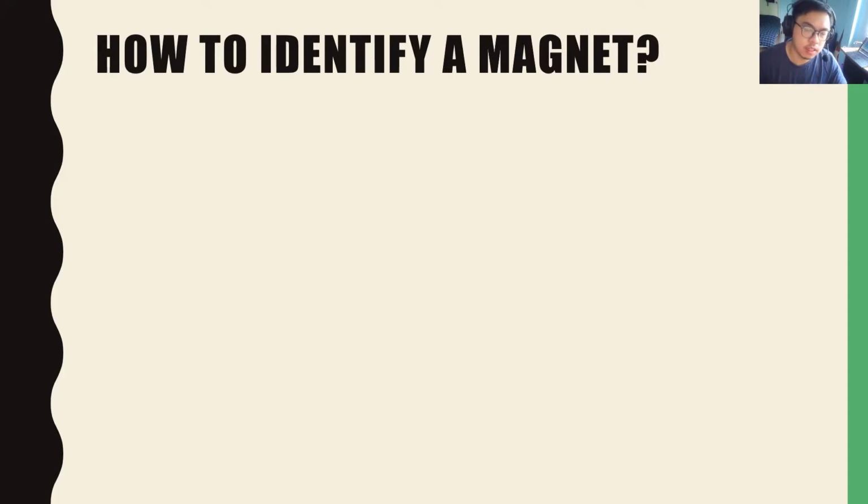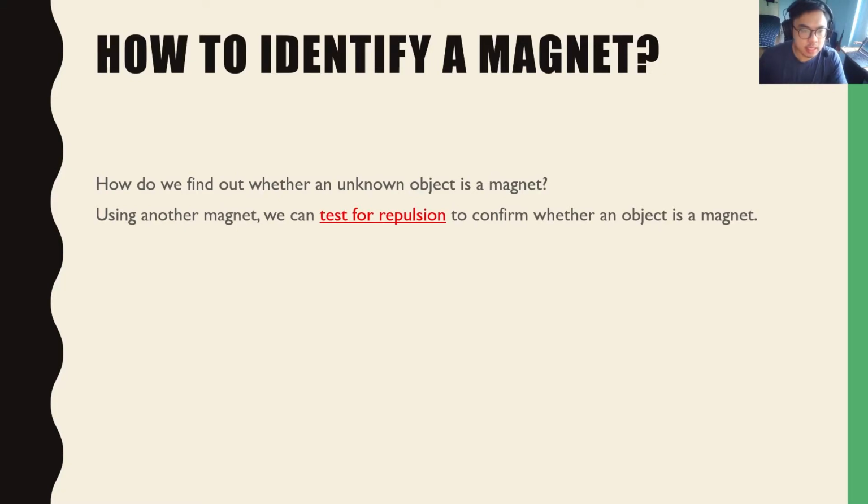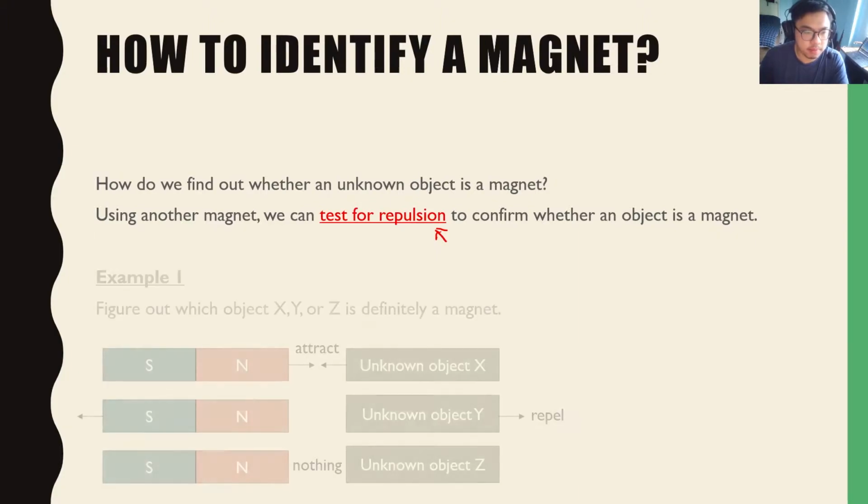Now that we've covered the properties of a magnet, what they are and what they can do, let's talk about how you can identify a magnet. Sometimes we have an unknown object. We do not know what it is, whether it's a normal metal, whether it's a non-metal, or it could even be a magnet. So how do we know whether an unknown object is a magnet? Using another magnet, we can do something called the test for repulsion to confirm whether an object is a magnet or not. Let me explain what this test is all about.